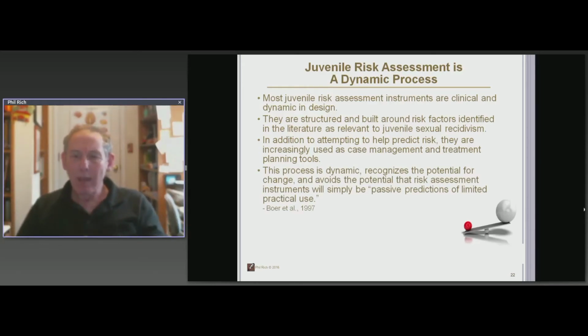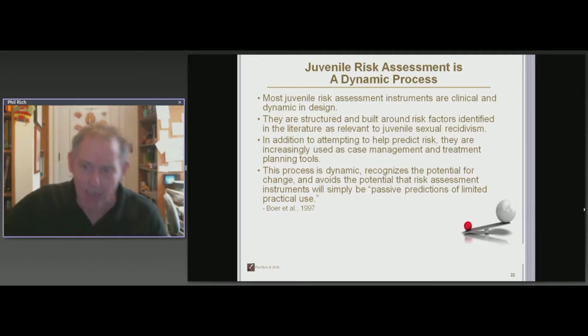But this is a really dynamic process, and it recognizes that people can change, particularly juveniles, and it really avoids the potential that these risk instruments and the risk process itself are just going to be what Bonta and colleagues call passive predictions of limited practical use. So even if I'm accurate in saying somebody's at high risk, it's sort of a passive prediction.